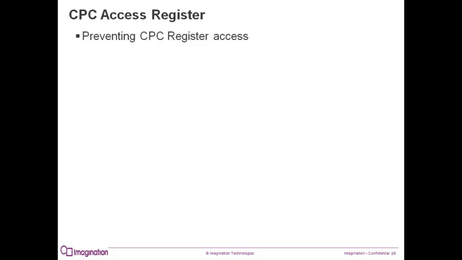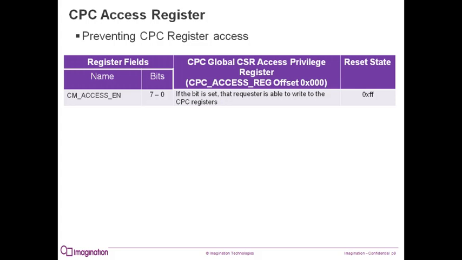With the CPC access register, you can control which processors are allowed to change the CPC registers. The default is for access from any processor. Each processor corresponds to a bit starting at bit 0. Setting a bit enables access for the corresponding processor, and clearing the bit disables access for the corresponding processor.